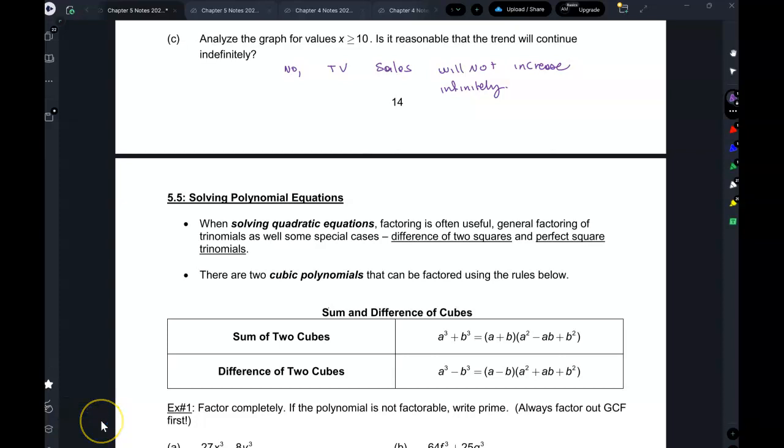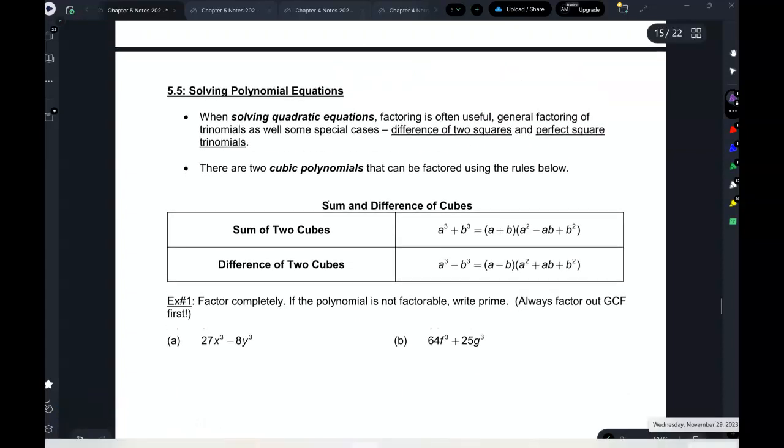In this section, we're going to be talking about how to solve polynomial equations. When you're solving quadratic equations, remember, factoring is extremely useful. When we're factoring, remember how we learned how to factor trinomials, and then we also had some special cases.